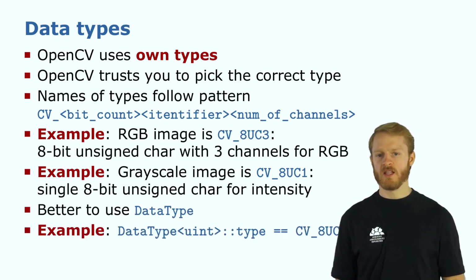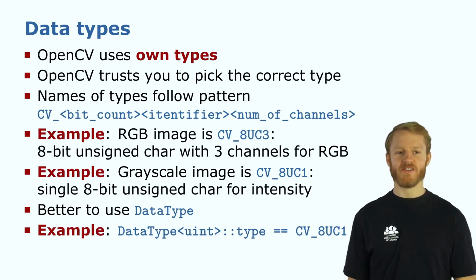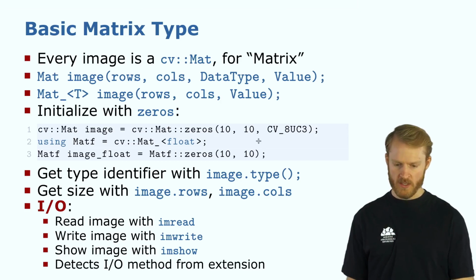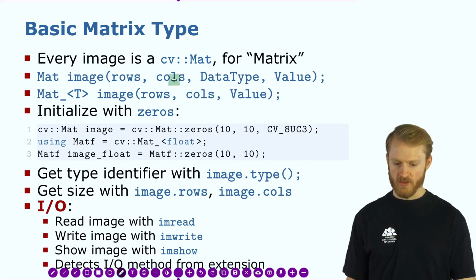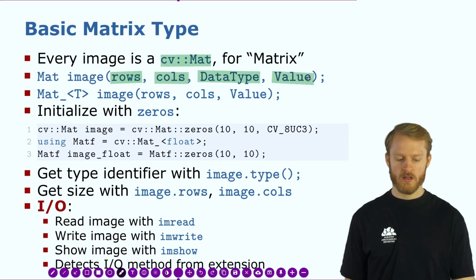And you can use a data type instead of using this not very friendly syntax. You may use this data type, which helps you to work with it. So the most important type in OpenCV is this cv::Mat, which is the matrix. And the way of creating matrices is, okay, specifying the type, which is cv::Mat, then the name of the variable as always, and the rows, the columns, the data type, and the value.